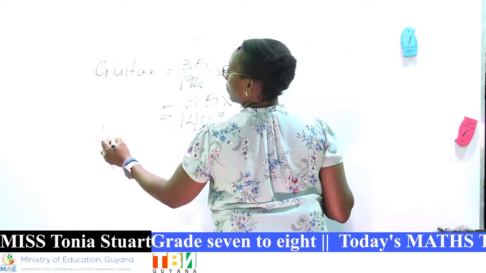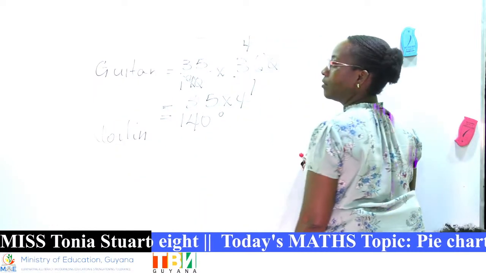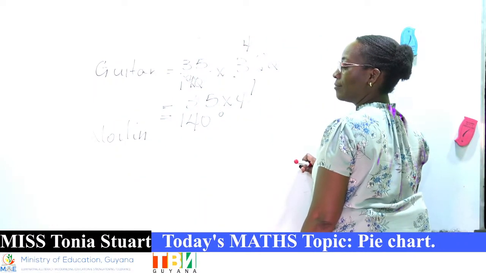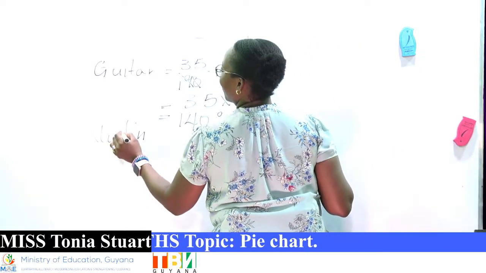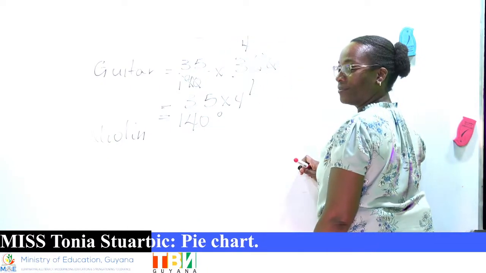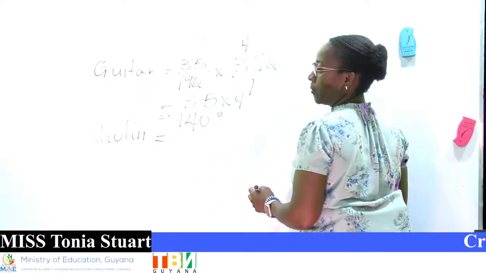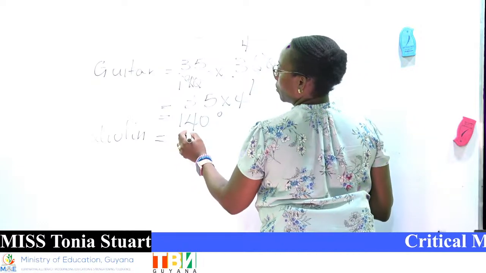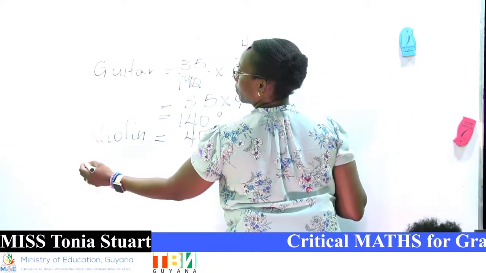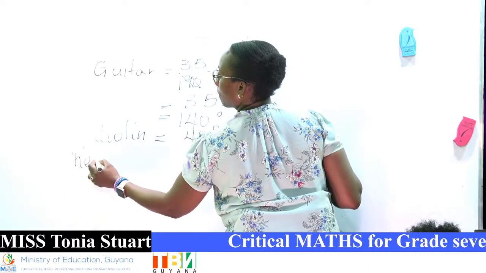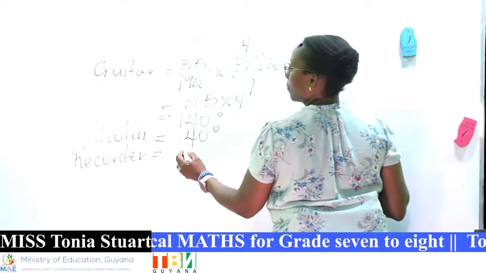Violin. Is violin spelled correct? No. Is it correct now? Yeah. Great. So give me the total degree. 40. So when we calculated, we would get 40. Next, recorder. Where's that? 60 degrees.